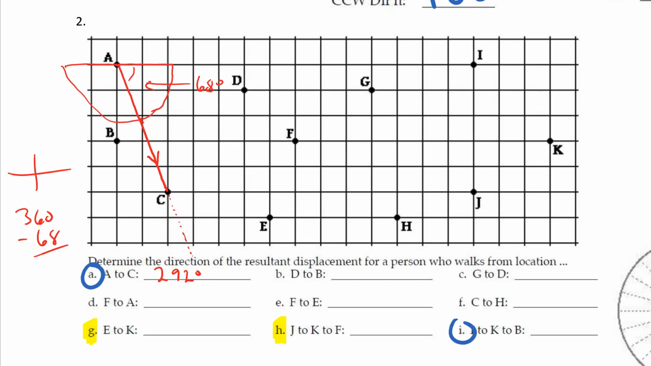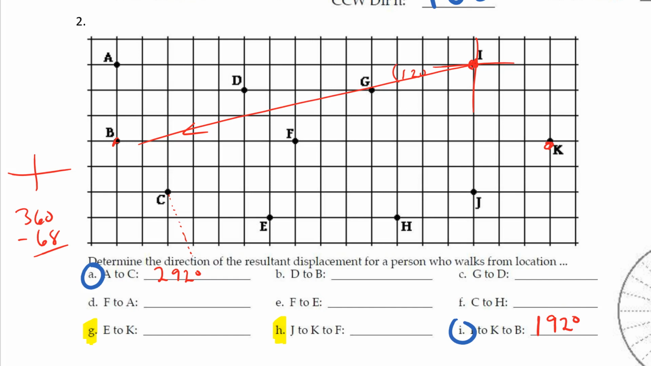For letter I, it's a little tricky. It says here we're going to go from I to K to B. So we're starting here, then we're going to K, then we're going to B. I'm just going to erase all my mess here. But remember, we're talking about displacement, so it doesn't matter about your path. It just matters about where you started and where you ended. So really, we're just looking at that arrow right there. So when I do that measurement there, I end up getting 12 degrees here. I'm getting very messy. So my direction is 192 degrees.